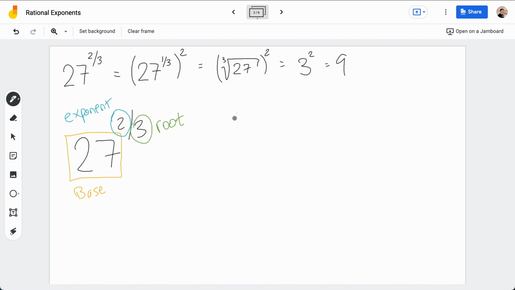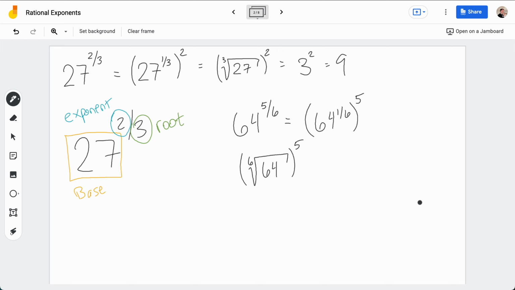So let's say I have 64 raised to the 5/6 power, okay? So I see this, and I say, all right, I have a fractional exponent here. The numerator is not a 1. I would like to split this up. So I'm going to turn this into 64 to the 1/6 raised to the 5th power. And once I'm here, right, I can write that as the 6th root of 64 raised to the fifth power.